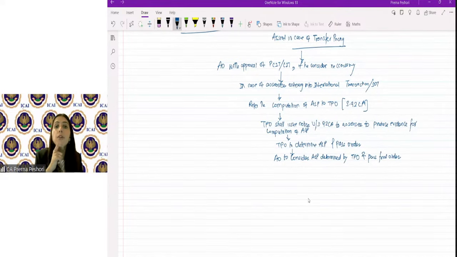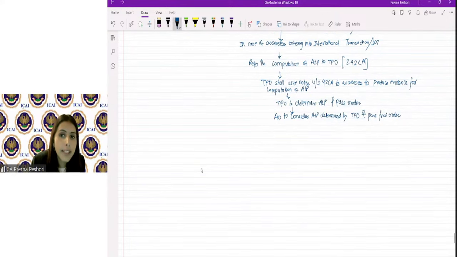So this will happen from the reference made by the AU to the technical unit. The technical unit's order will now form part of the assessment; the AU will consider that ALP and pass the final assessment order either under 143(3) or 147 read with 143. Are we clear? Yes or no? Yes. So this is how the transfer pricing assessment works.